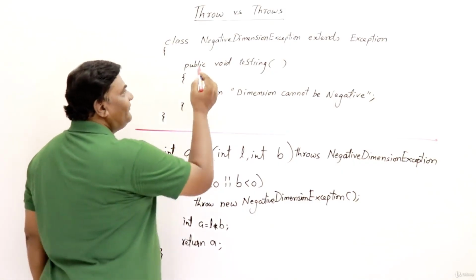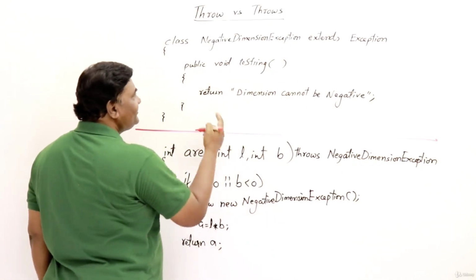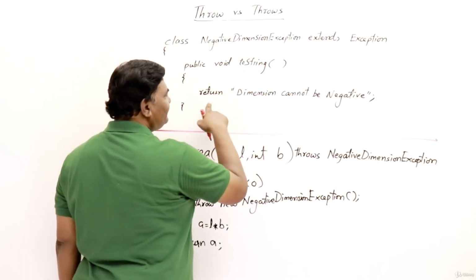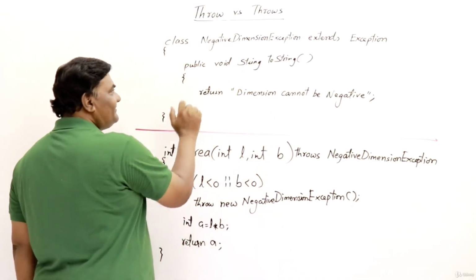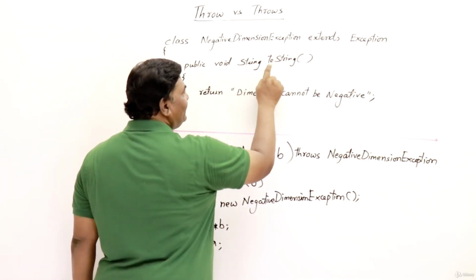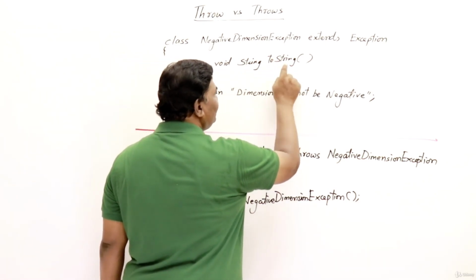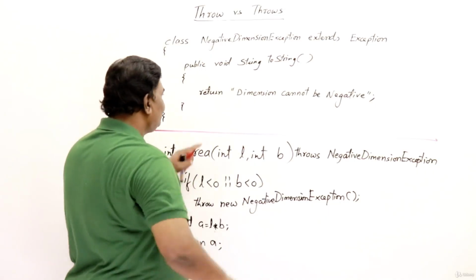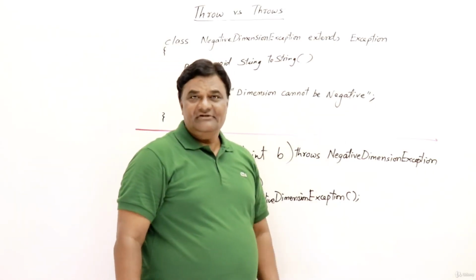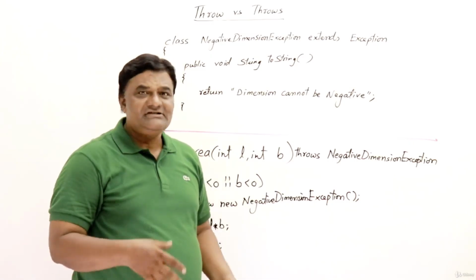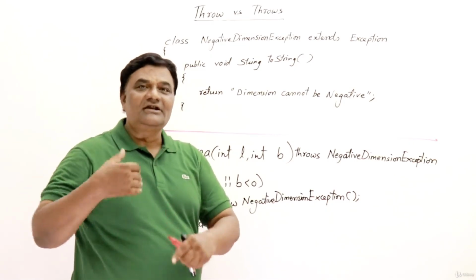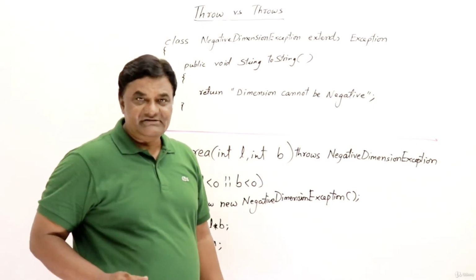And for an error message, we can override the public String toString method, which returns a string. So here is the error message: dimensions cannot be negative. This is the message, so the user can understand, oh, the dimension I have given is wrong, and he will try once again with positive dimensions.